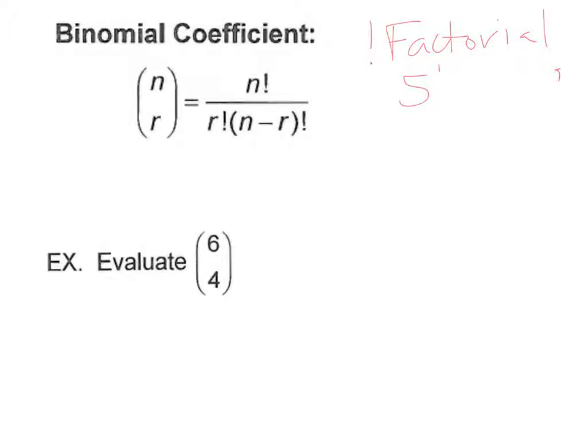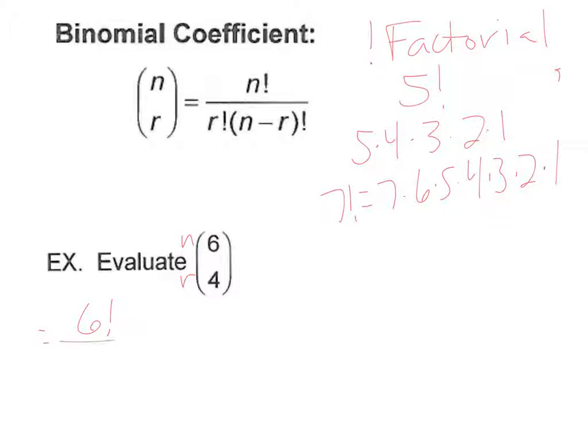For example, if I have 5 factorial, that means 5 times 4 times 3 times 2 times 1. If I had 7 factorial, that would be 7 times 6 times 5 times 4 times 3 times 2 times 1, and so on. And so we're going to evaluate. We have a 6 on top, that's the n, a 4 on bottom, that's the r, and we'll fill it in the formula.